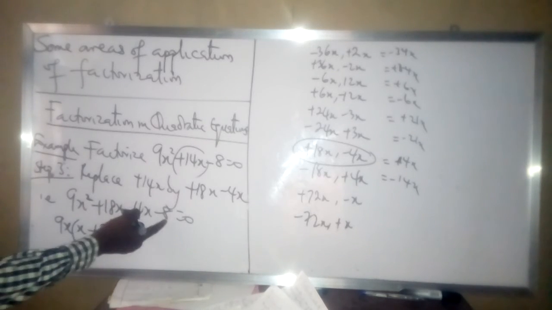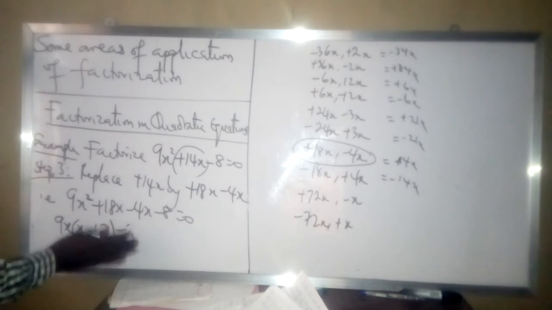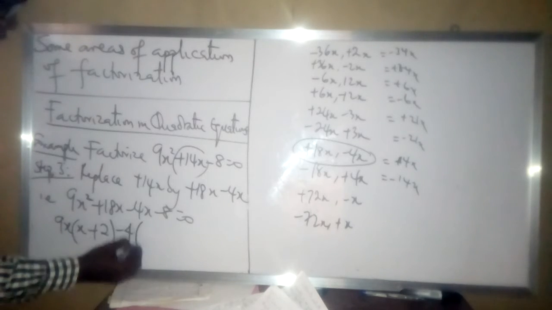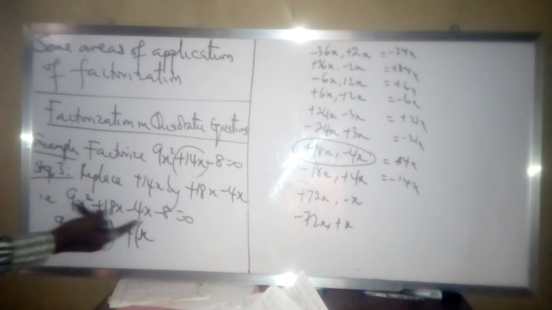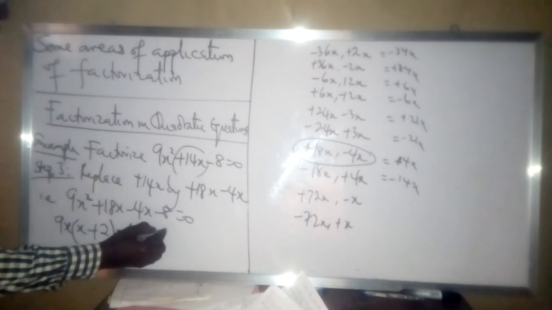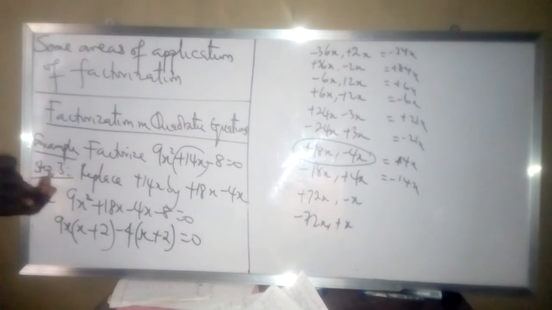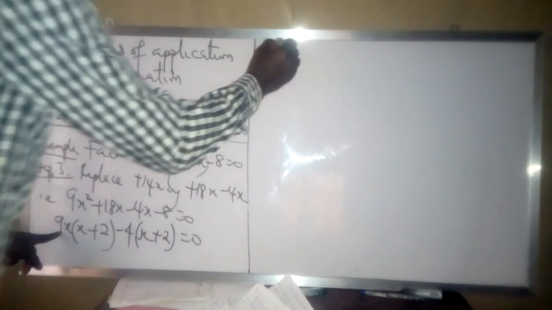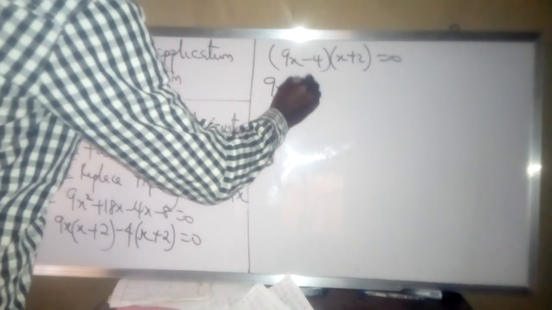Now what is common between 4x and 8 is 4. 4 can go in 4 and 8. So if you divide 4x by 4, we are going to have x. Now dividing minus 8 by minus 4, that is plus 2, equals 0. Alright? Now with that we are going to pick a pair of factors, the one outside and the one inside. So 9x minus 4, that's the one outside. Then pick the one in the bracket, x plus 2 is equal to 0. That implies 9x minus 4 is equal to 0, or x plus 2 is equal to 0.